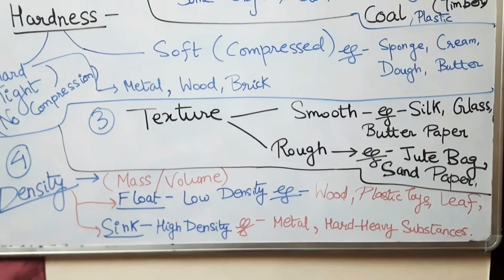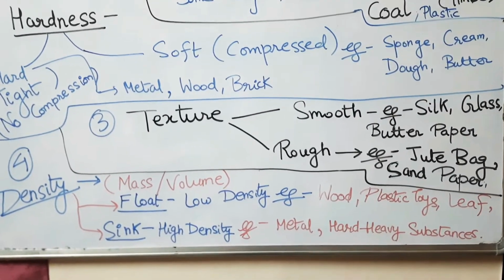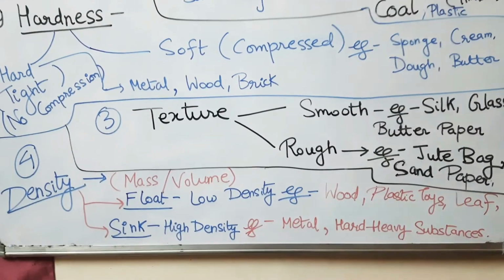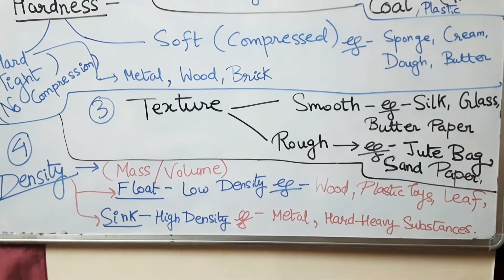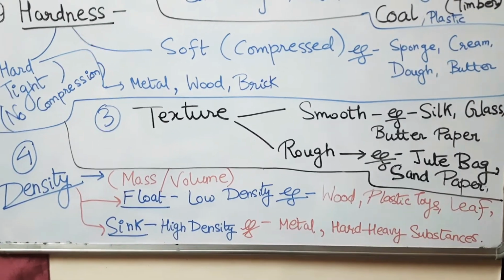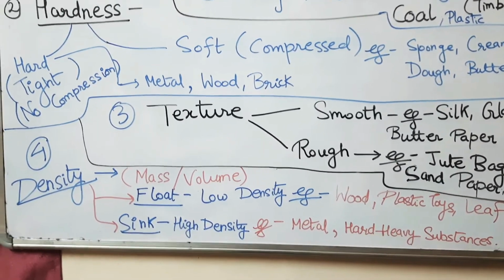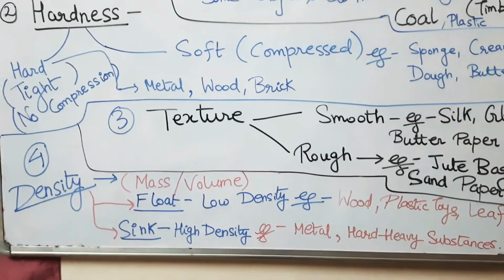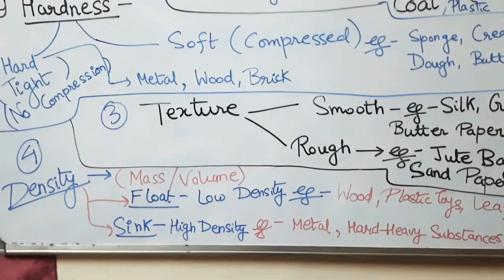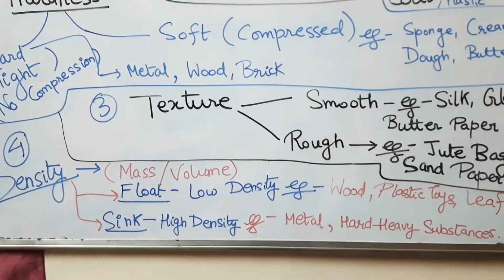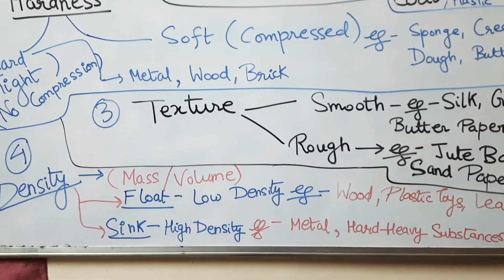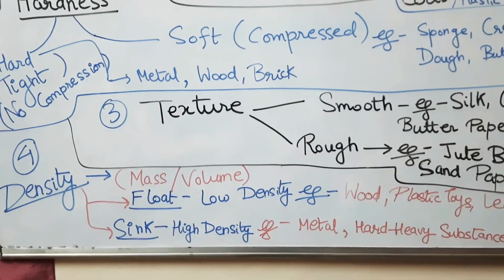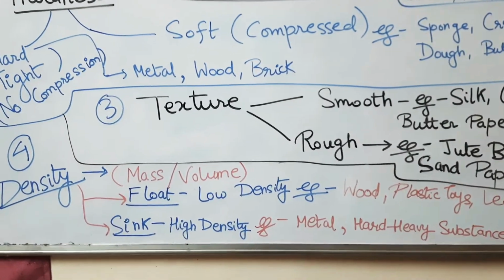Example, wood, plastic toy, leaf, all of these will float. Mugs and all, when you keep the mug in your bucket, what happens? The mug will float. Okay, when you keep your dried leaf on water, what happens? The dried leaf will float. And sinking: if a material has high density, like metals or heavy hard substances, like a piece of hard metal, it will sink down in the water.